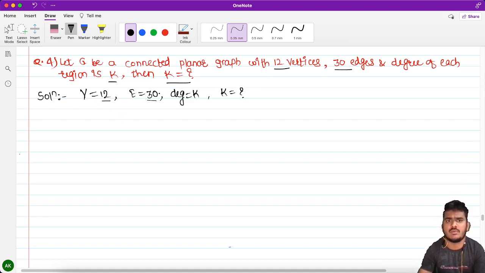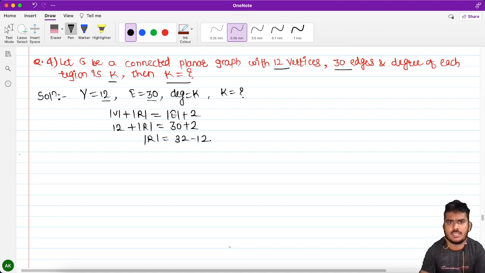We have the vertices, we have the edges. First we need to calculate the number of regions, then only will we be able to calculate the degree of that region, or we can say the value of k. Okay, so by Euler's formula we know that number of vertices plus number of regions equals number of edges plus 2. We know the vertices are 12, the number of edges is 30, and this is 2. So number of regions becomes 32 minus 12, that is number of regions equals 20.